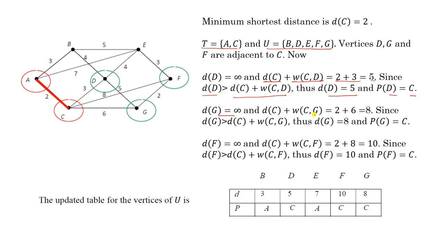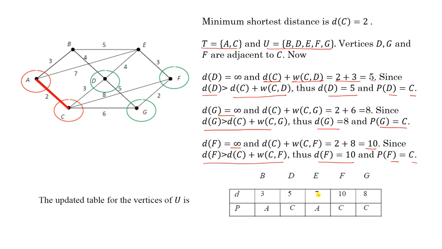Now for G, dG is infinity, this is the existing distance. You will calculate the distance of G through C, this is 8. So this condition is satisfied. So you will update dG, this equals 8, and the parent of G will be C. Similarly, you will go for F, and this distance is infinity, the distance through C is 10. So this condition is satisfied. So you will update dF as 10 and the parent of F is C, and this is the updated table.